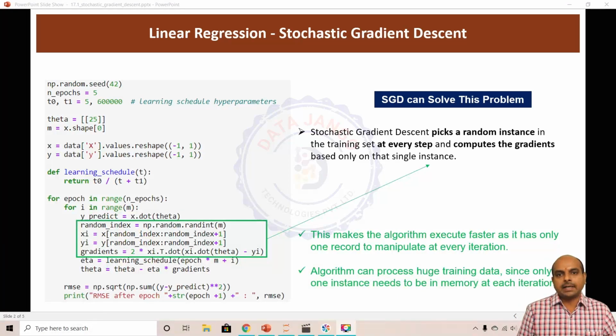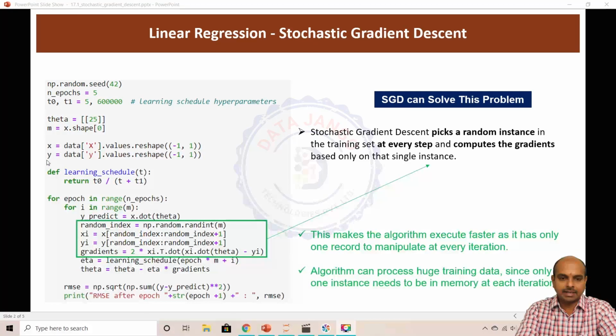In stochastic gradient descent, we'll take one record at a time to calculate the next theta. That's the simple thing. Same gradient descent algorithm. Instead of taking the whole data, we'll take one record at a time. If you look at this code block, we can understand it clearly.